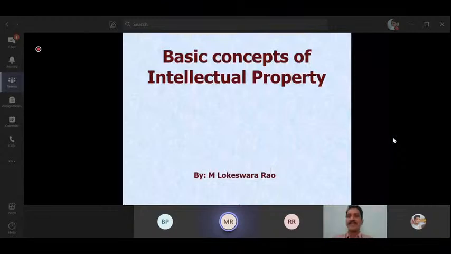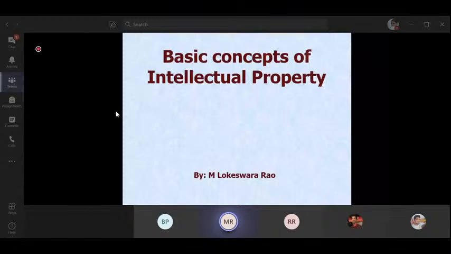The main concepts I am going to touch upon are the introduction to intellectual property, then the types of intellectual property, and next the types of patent. Patent is one of the intellectual property types, and then we will also discuss the criteria for patentability, and what a patent contains. All of this we will discuss briefly.